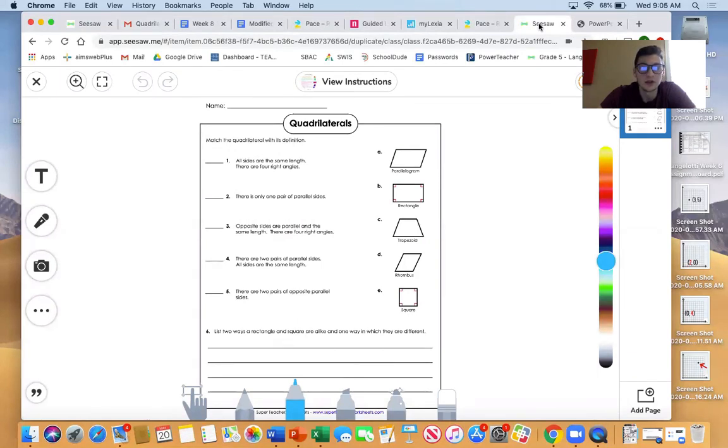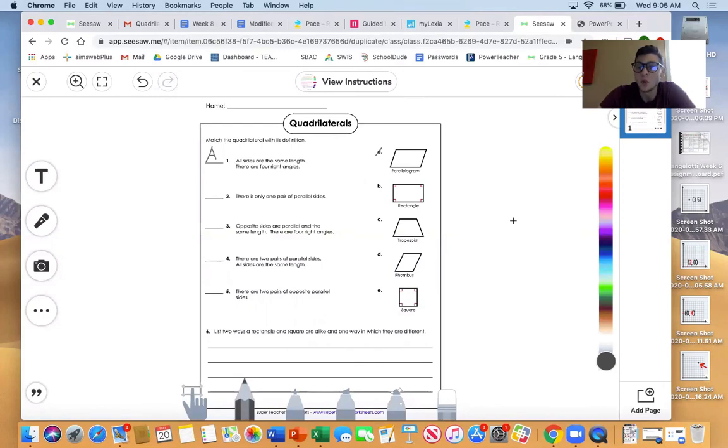All right, so there's 2 ways that you can go about doing this and writing in this document. You can either use the pencil, which is down here, and write. So let's say number 1, all sides are the same length. There are 4 right angles. So if I think, okay, that's a parallelogram, I could use the pencil and write in an A. And I might just cross that off so I know I used it, if I think that number 1 is a parallelogram.